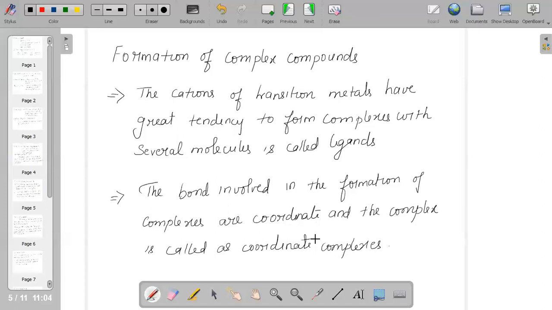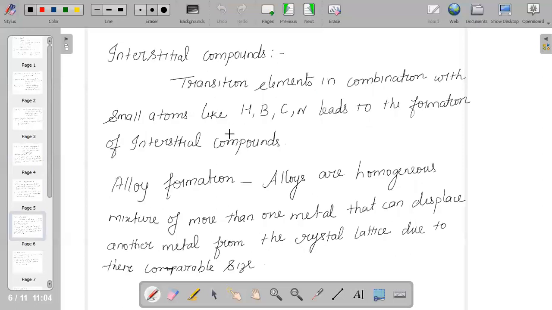So transition elements are helpful in the formation of complex compounds, or we can say coordinate compounds. And it is also helpful in the formation of interstitial compounds. So when we say interstitial compounds, transition elements combine with small atoms like carbon, hydrogen, and that leads to the formation of interstitial compounds, which are basically non-stoichiometric in composition.